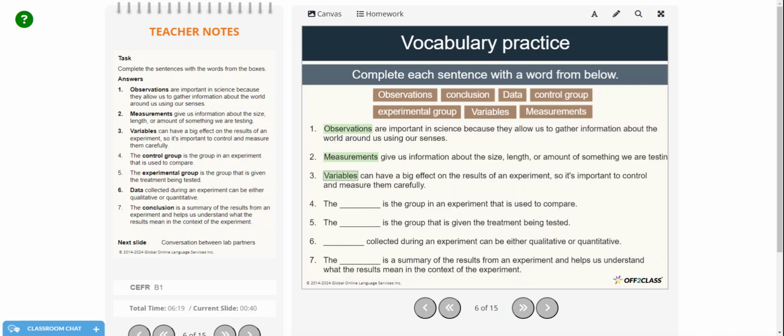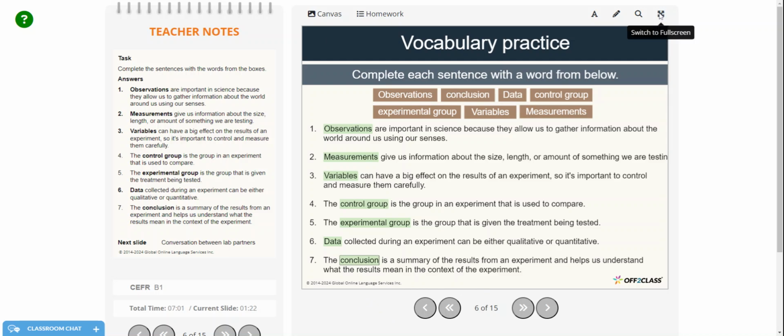Variables can have a big effect on the results of an experiment, so it's important to control and measure them carefully. The control group is the group in an experiment that is used to compare. The experimental group is the group that is given the treatment being tested. Data collected during an experiment can be either qualitative or quantitative. And the conclusion is a summary of the results from an experiment and helps us understand what the results mean in the context of the experiment.